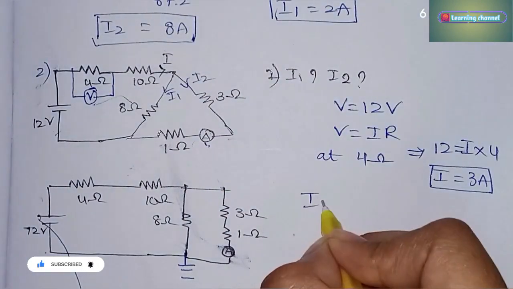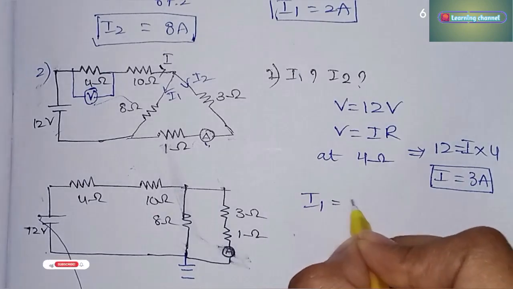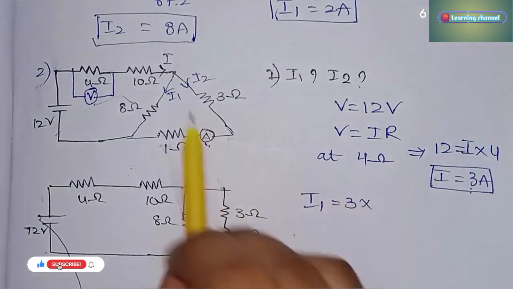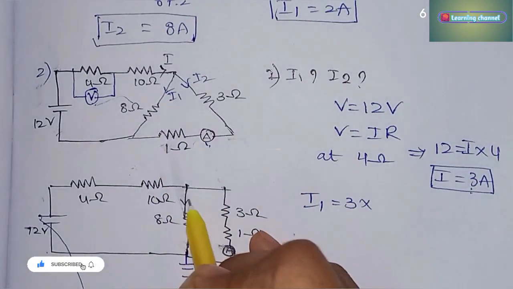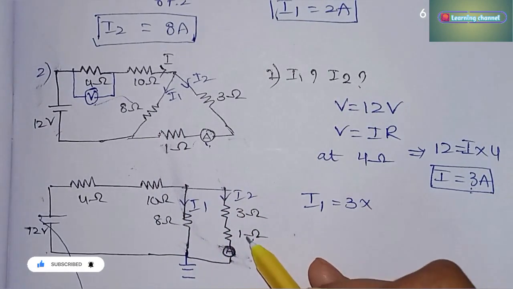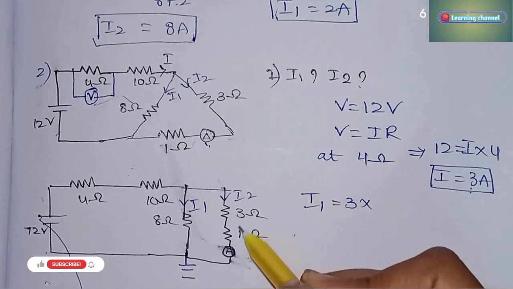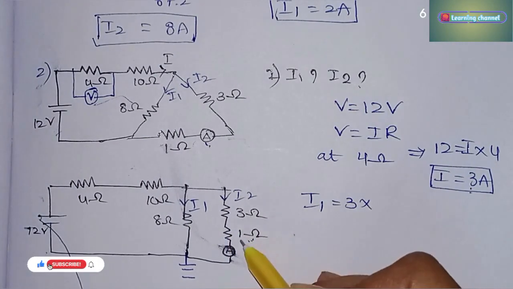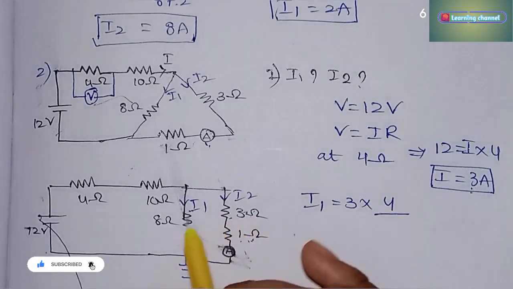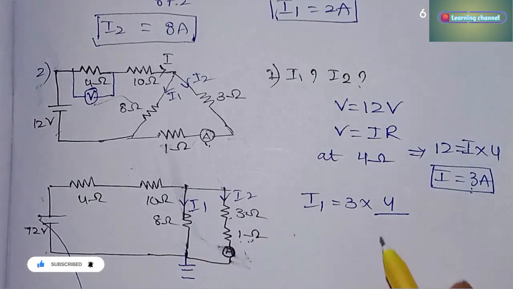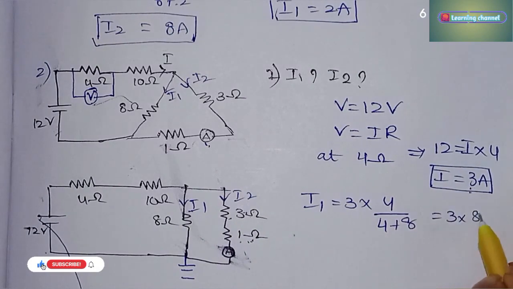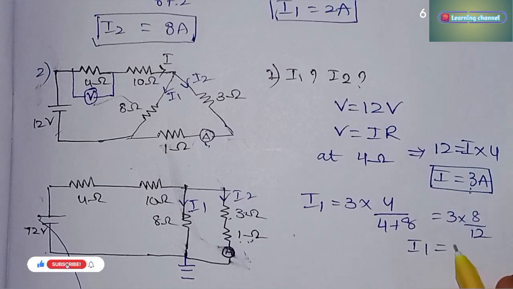By applying the current division law, I1 is equal to, what is the source? Here we have 3 amperes, so this is the source. 3 into, and I1 is here. Here we have I1, here we have I2. Here we can see that these two resistances are in series, so we can add them, because the current doesn't vary in series. So 3 plus 1 is 4. The opposite resistance is 4 divided by the opposite resistance plus the resistance at which we are finding the current. So 4 plus 8. That is equal to 3 into 8 by 12. So I1 is equal to 2 amps.